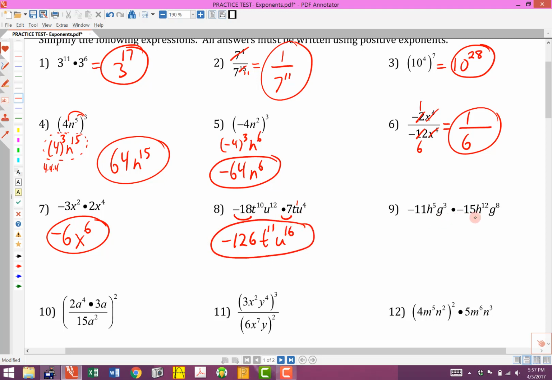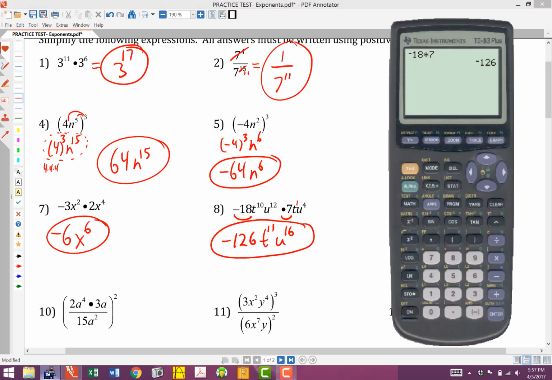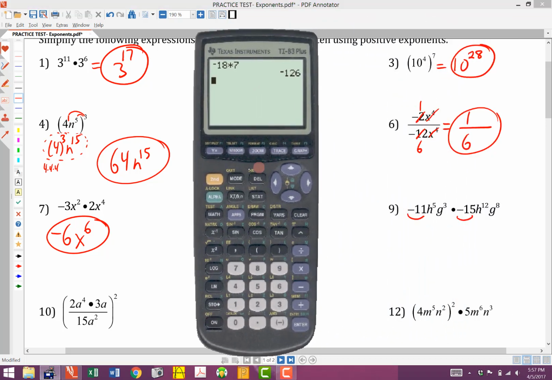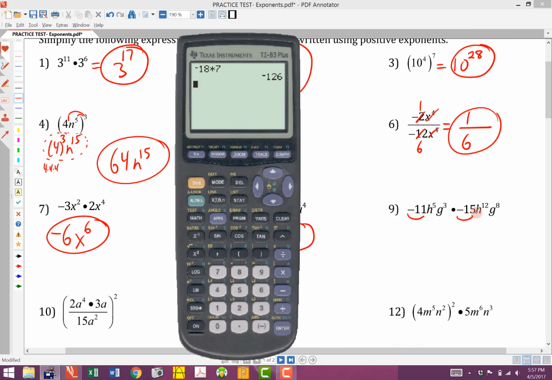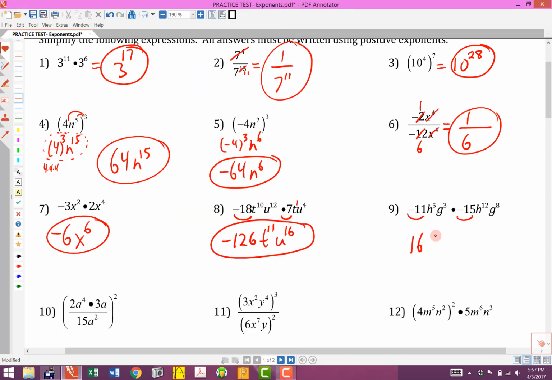Let's take a look at the next one. Similar, but we've got a few more things floating around here. We've got a negative times a negative. So I am going to rely on the calculator to get that one right. We need to do negative 11 times negative 15. The answer is going to be positive, but let's just double check. Let's type it into the calculator and see what we get here. We get 165. So 165 is that simplified coefficient.